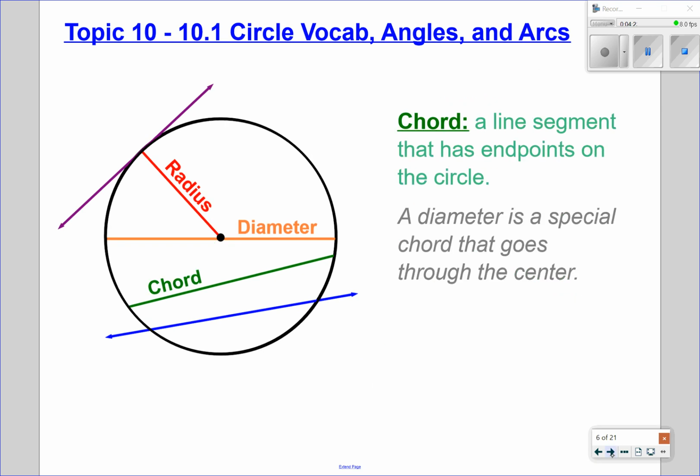Next we have something called a chord. This is a little bit new for you probably, but it's just another line segment that goes through the circle, and it has endpoints on the circle, but this time our chord does not have to go through the center point. It does not have to. A chord that goes through the center point is then called the diameter. That's like a special chord. So a diameter is a chord, but a chord is not necessarily a diameter. So make sure you understand the difference there.